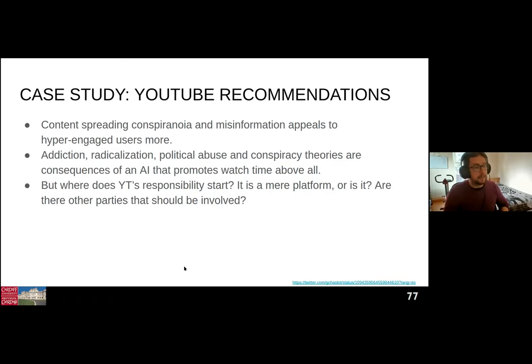It seemed obvious that content spreading conspiracy and misinformation will appeal to hyper-engaged users more, which has consequences for addiction, radicalization, political abuse, and conspiracy theories, which get amplified because of the harmful content that YouTube had been recommending for years. But of course, where does YouTube's responsibility start? Should we consider it as a mere platform, or are there other parties that should be involved? Should the government pitch in at some point? So as you can see, this is not an easy thing to answer.